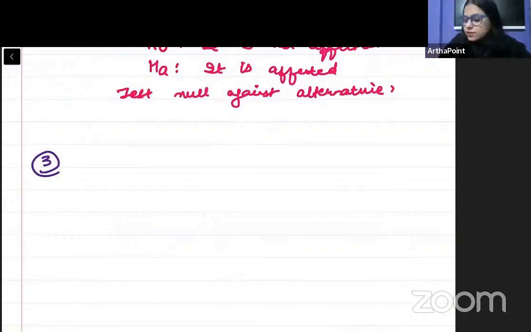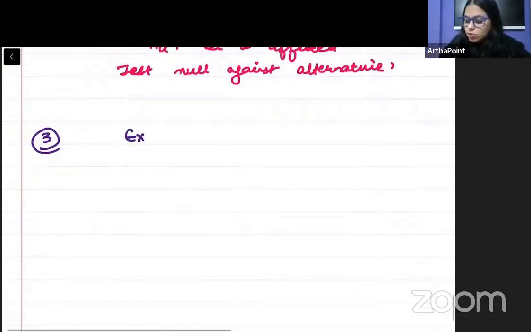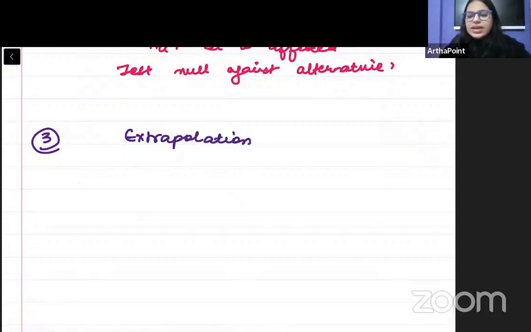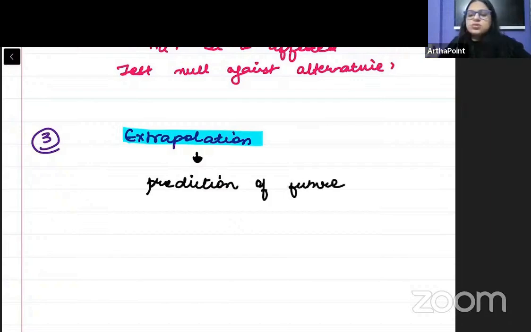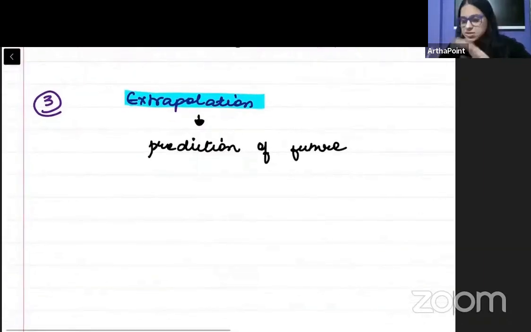We can use regression for the purpose of, very important, what is known as extrapolation. Extrapolation, and extrapolate means predicting the future. So extrapolation means prediction of future. What does extrapolation mean? It means predicting the future. Listen to me carefully.